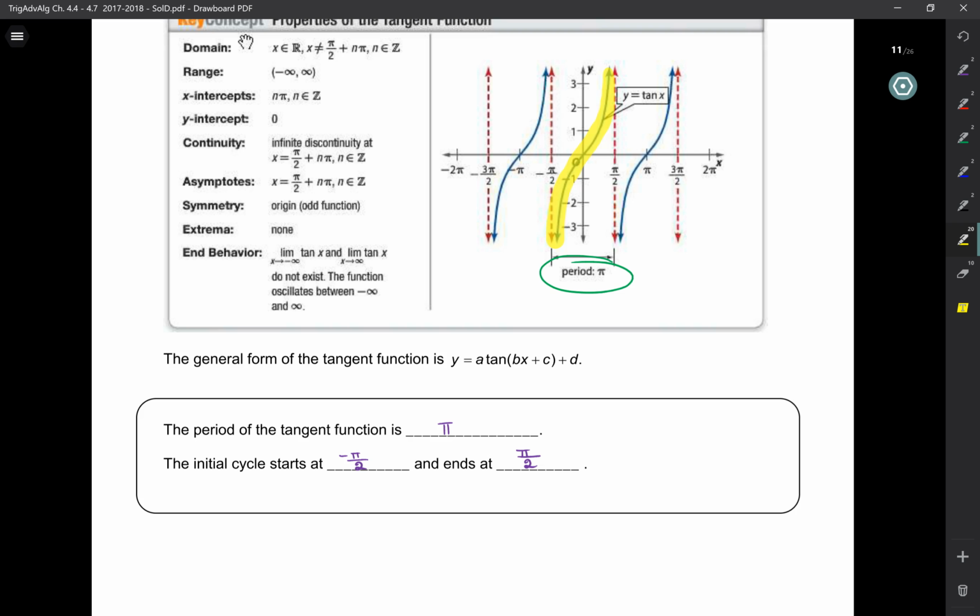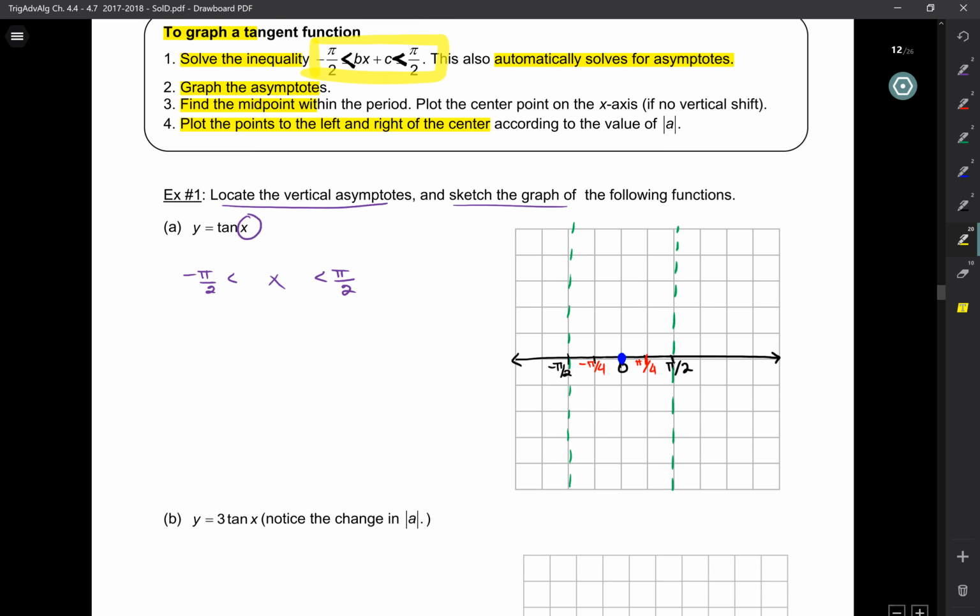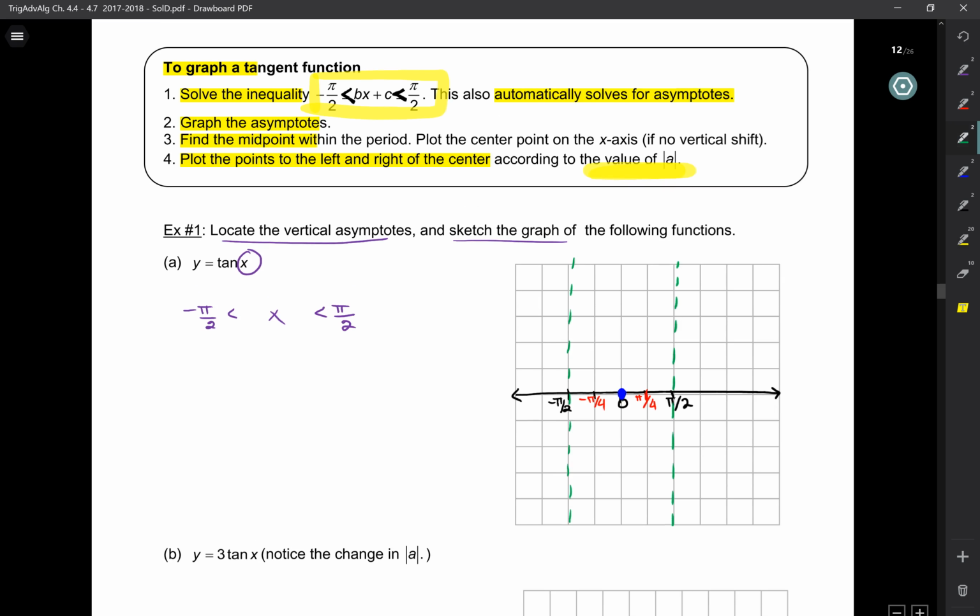So, what do you see in the last step here? It says plot points to the left and right according to the value of A. A is the number that is at the very front. So here, my A is 1. If it's positive, I go up on the right, down on the left. If it's a 1, I go up 1 on the right, I go down 1 on the left. That's if it's a positive, and if it's a positive 1.